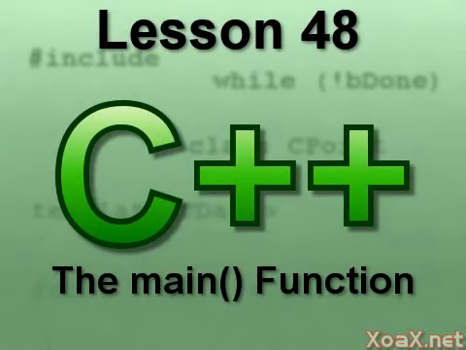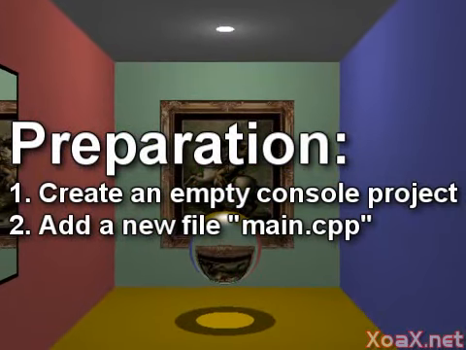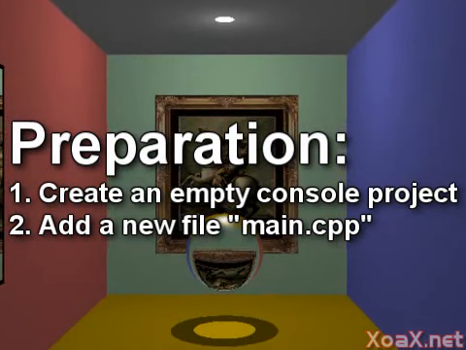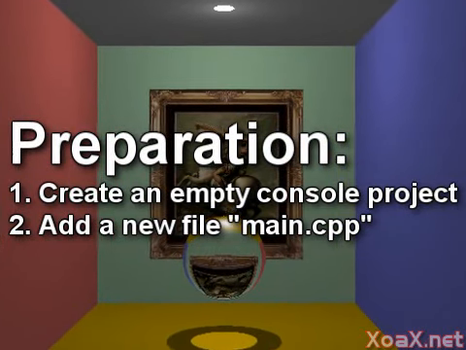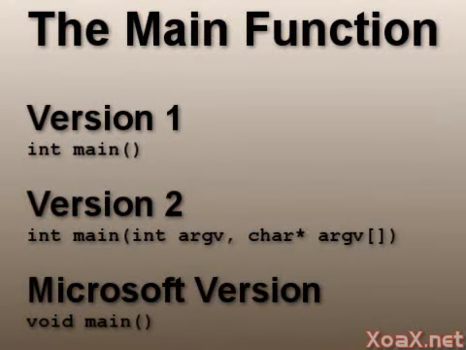Lesson 48, the main function. To follow along with this lesson, you will need to create a new console project and add a new file named main.cpp to it, as we did in Lesson 1. In this lesson, we will explain the functional properties of the main function and its variations.